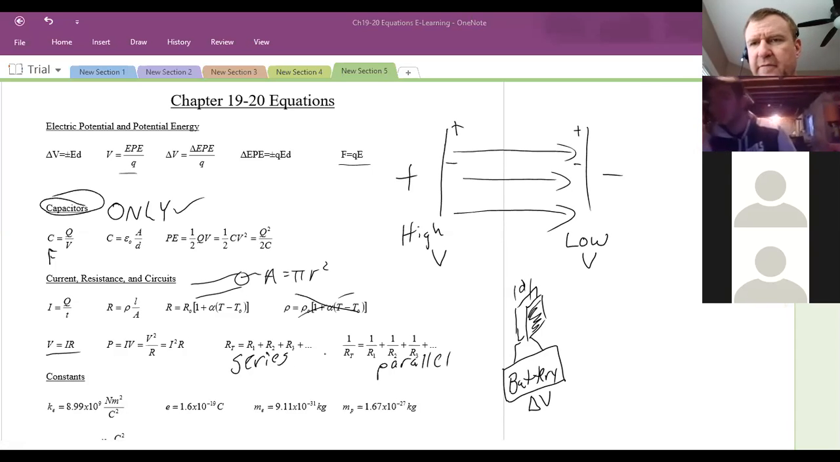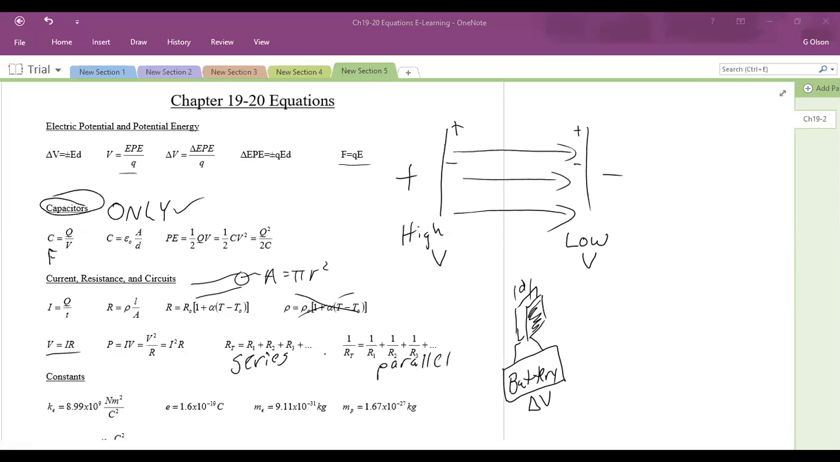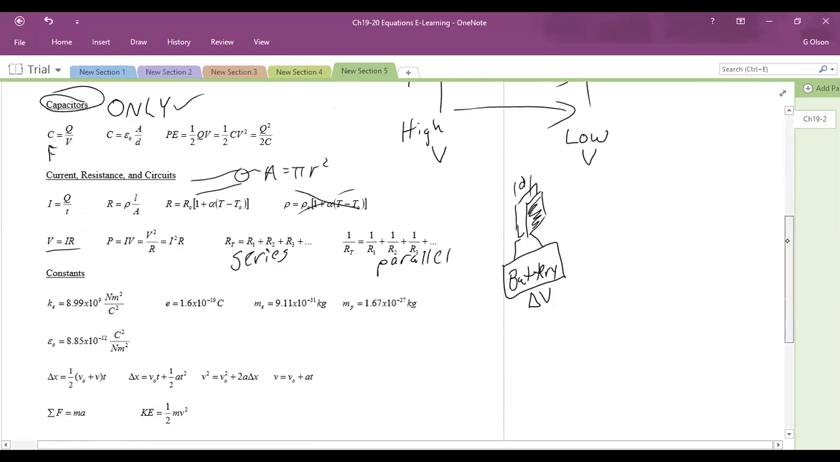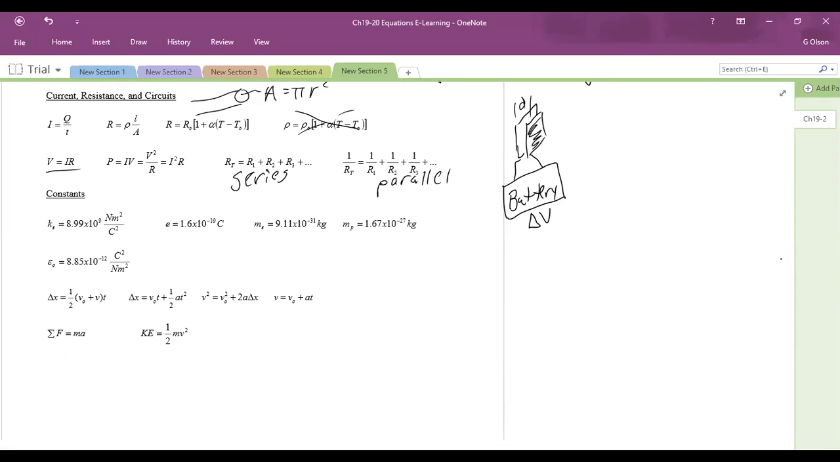Hold on, I gotta figure out how to. There we go. I have to move so much of this stuff around to figure out how to do that.